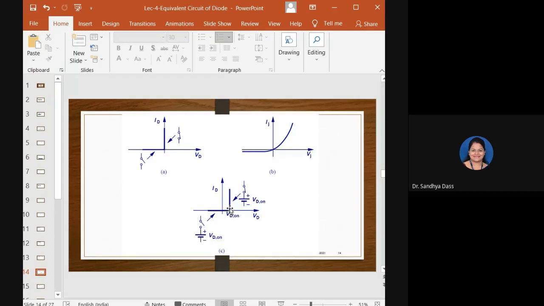We have already discussed that this is the minimum, or the cut-in voltage, or the knee voltage, or the barrier potential. Only after that barrier potential will the device conduct. That is what we have discussed till now, isn't it? So that's why. Am I able to clear the point to you, Kate? Yes, ma'am. Thank you. Okay, fine.